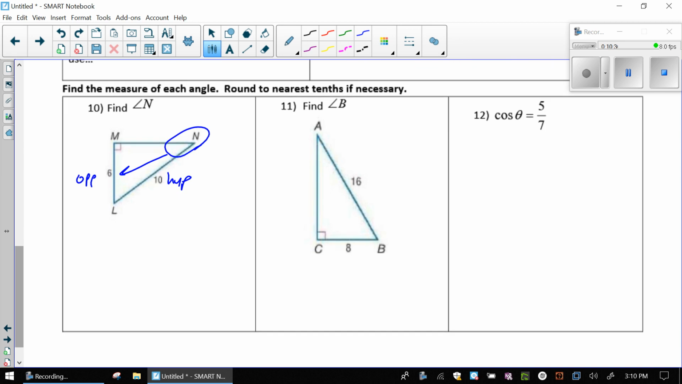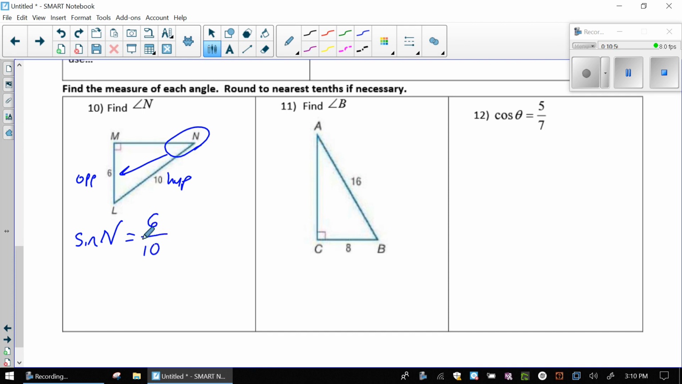So first we say, I know opposite, I know hypotenuse. Which trig function relates opposite and hypotenuse? And hopefully you guys are saying, oh, that's sine. We just did that one. And when I set up my equation, that means I get the sine of angle N equals the opposite is 6 over that hypotenuse is 10.